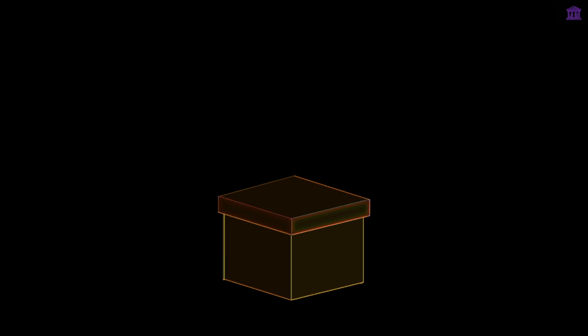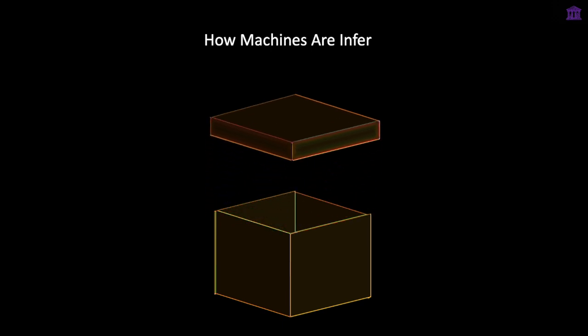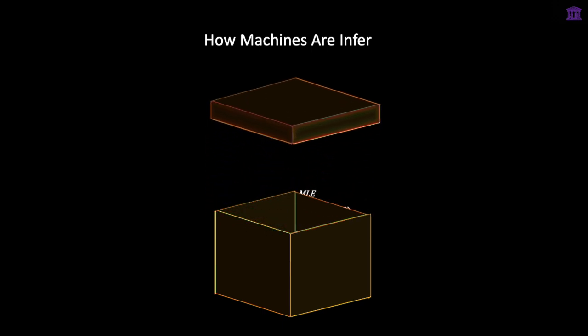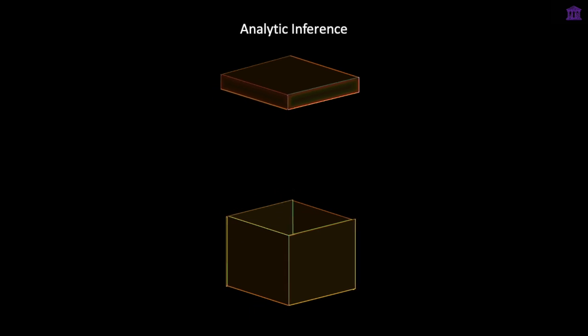We've seen what inference looks like from the outside. Data goes in and a decision comes out. But how does this actually happen? What is the logic inside the box? To understand this, we need to look at the different ways a system can process information. Let's start by looking at one of the most traditional methods, analytic inference.